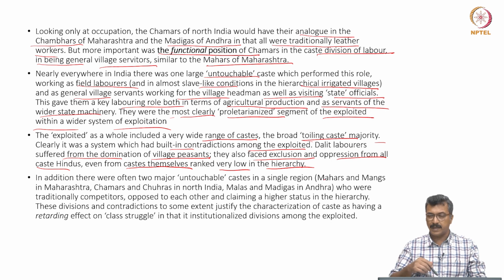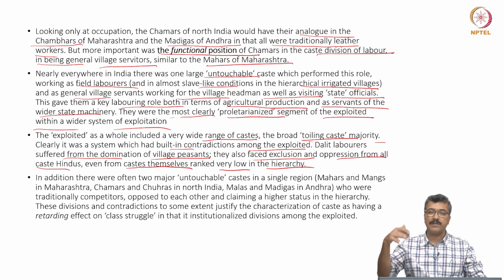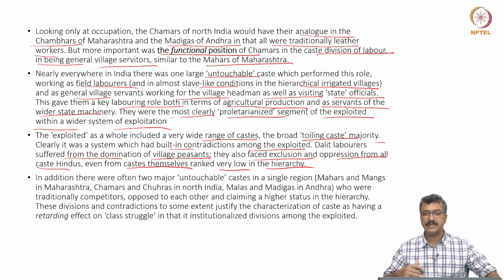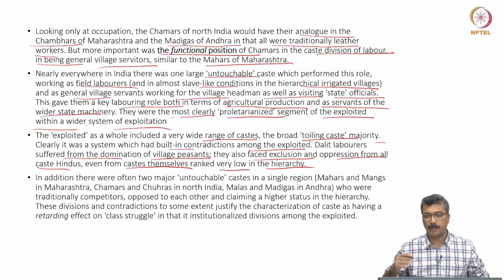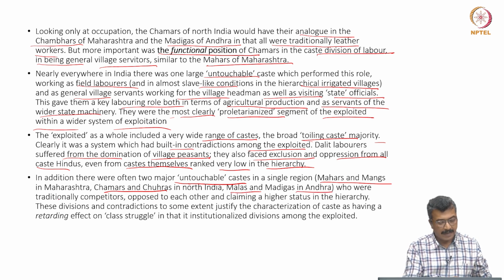So the Dalits had to face various forms of exploitation, not only from the upper caste groups, but also from the castes which are considered to be untouchables, but who consider themselves to be superior to these groups. In addition, there were also two major untouchable castes in a single region: Mahars and Mangs in Maharashtra, Chamars and Churas in North India, Malas and Madigas in Andhra, who were traditionally competitors, opposed to each other and claiming a higher status in the hierarchy.